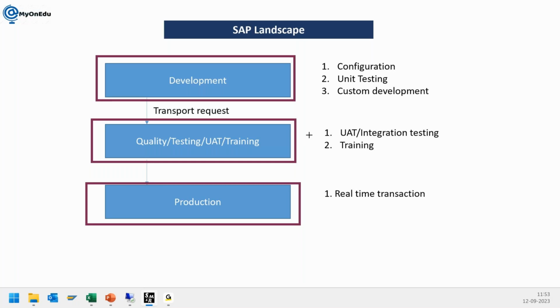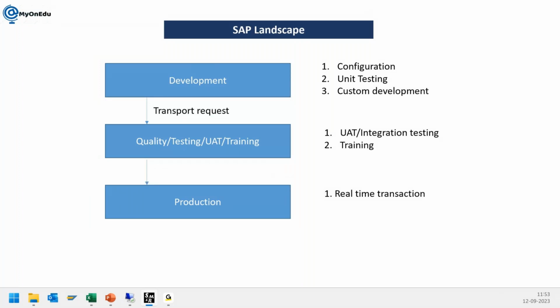It can be more; some organizations have four or five based on the level of quality or security they want. But at least you will get three. So in a three-layer SAP landscape, we have three types of system: development, quality, and production. Sometimes the quality system is called a testing system, UAT, or training system. And then we have production.